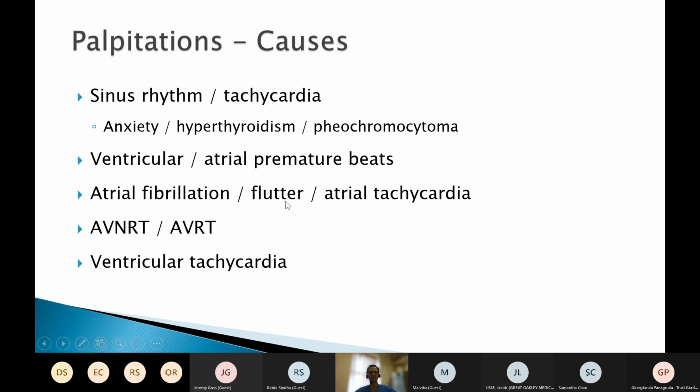Atrial fibrillation, flutter, atrial tachycardia, we've talked about those in a separate presentation. Those are obviously very common and very important to look out for, because we need to anticoagulate these patients if appropriate. And then AV nodal reentry tachycardias or atrioventricular reentry tachycardia. We talked about those the other week when we talked about tachyarrhythmias.